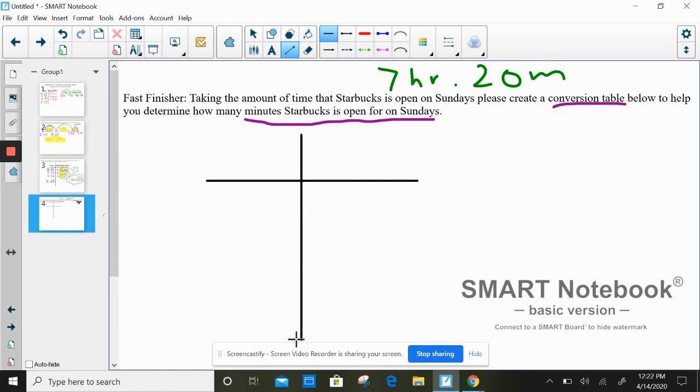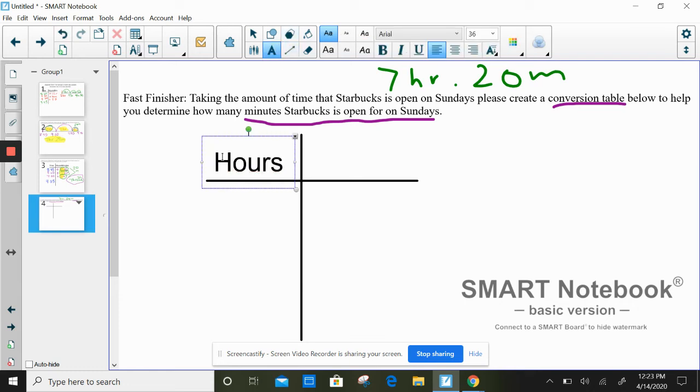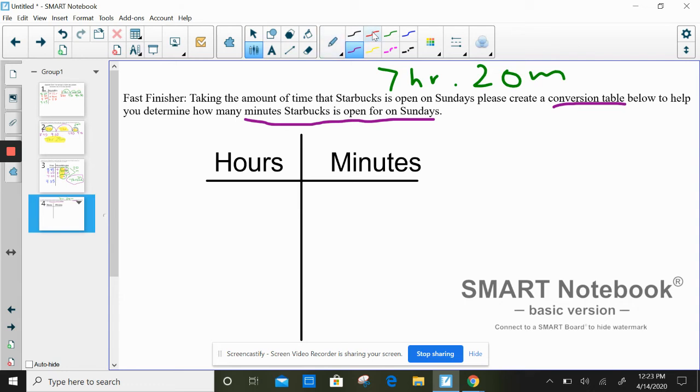So basically, I want to know how many minutes are in 7 hours, right? I already have the 20 in minutes, but I want to know how many minutes is here. So I'm going to put hours, minutes. So first thing to do when you're doing these conversion charts is start small.